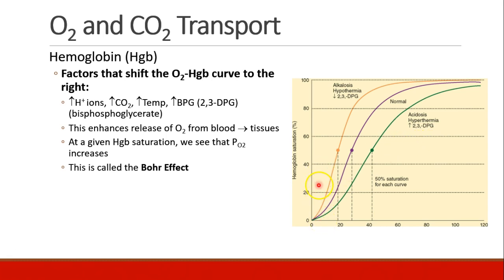If we take a given hemoglobin saturation, let's say 50% saturation, PO2 increases because oxygen is being released from the hemoglobin into the bloodstream. So here's normal hemoglobin. At 50% saturation, we call this the P50, the PO2 is around 30. Once the curve is shifted to the right, for the same 50% saturation, we now see that the PO2 is just above 40. So we have a lot more oxygen being released to the blood. And this effect is called the Bohr effect.